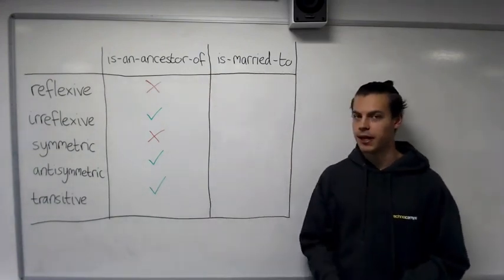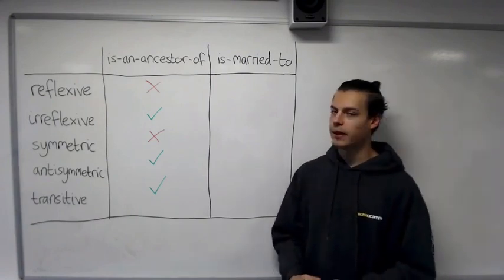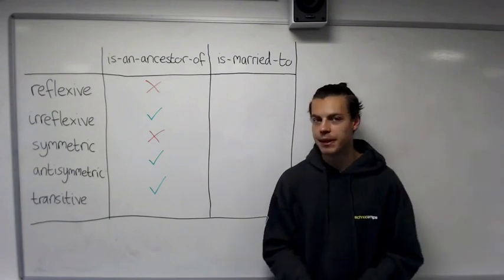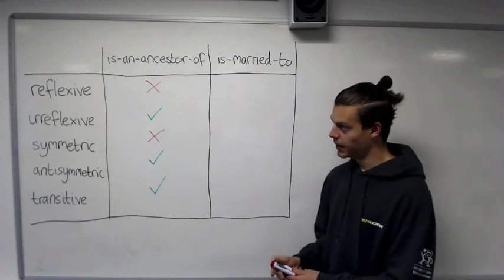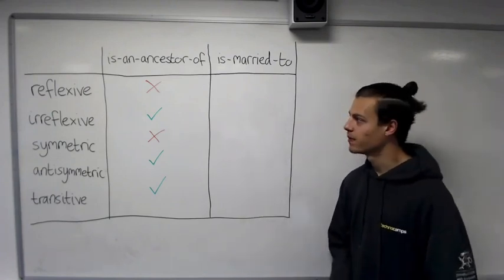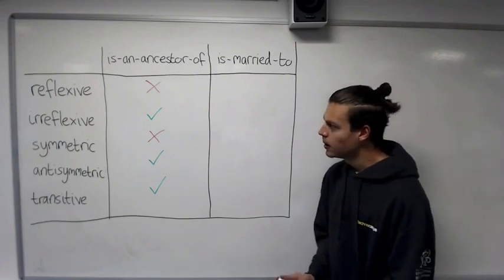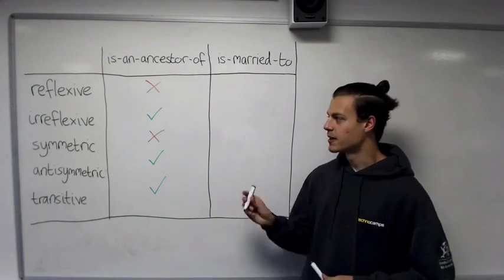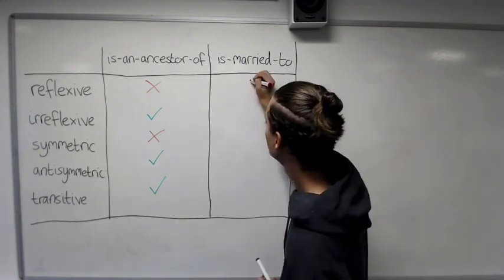Now, our second relation is married to. So person A is married to person B. Now, is this relation reflexive? No, a person cannot be married to themselves, so this is in fact irreflexive.